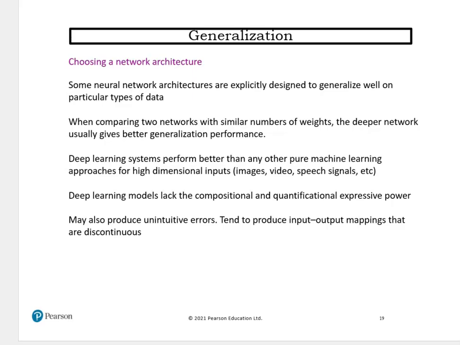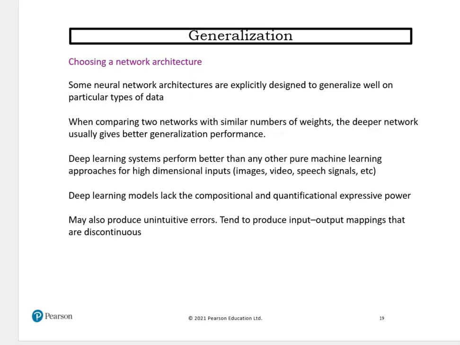So the first step then is to choose a network architecture. Your goal, remember, is to find the network architecture that will generalize well. And this is different depending on the kind of data that you're working with. Is it images? Is it speech? Is it text? Is it video? What type of data are you working on?